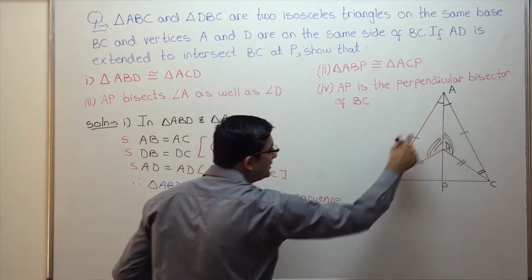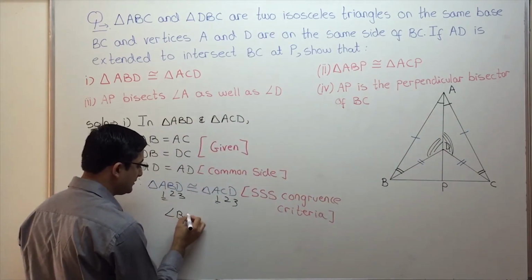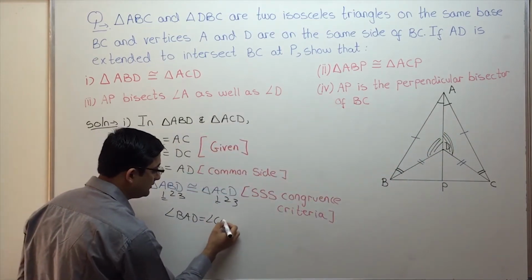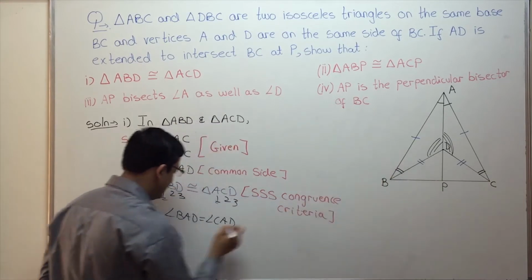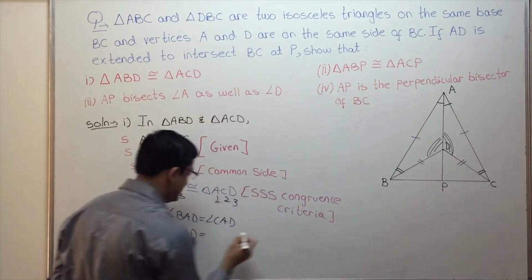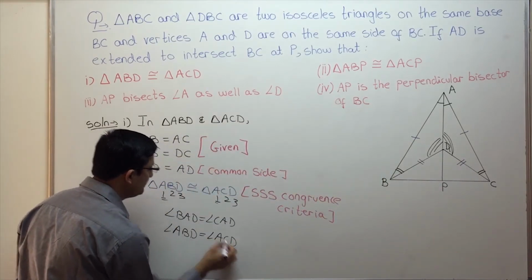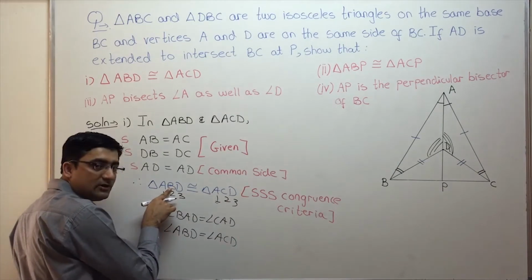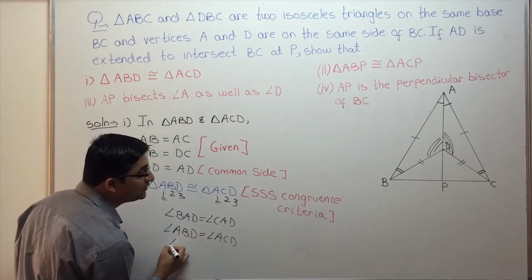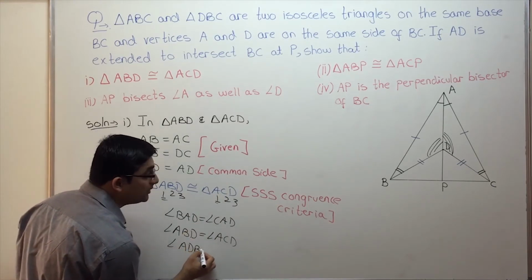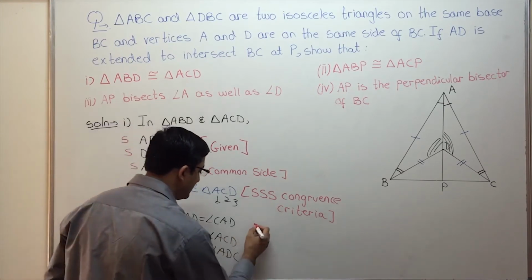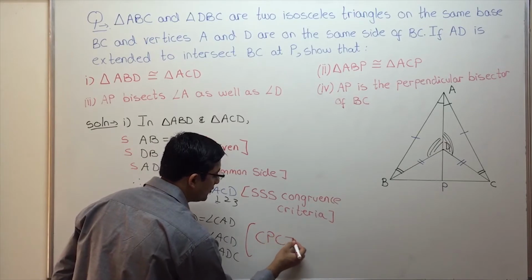So what is this angle over here? Angle BAD is equal to this angle over here, angle CAD. Next, this angle, angle ABD, is equal to this angle, angle ACD. I hope it is clear how I got it. Simple. Second letter to second letter. So angle B of this triangle is equal to angle C of this triangle. Angle D of this triangle is equal to angle D of this triangle. So angle ADB is equal to angle ADC. What is the reason for this? CPCT. That is, corresponding parts of congruent triangles.